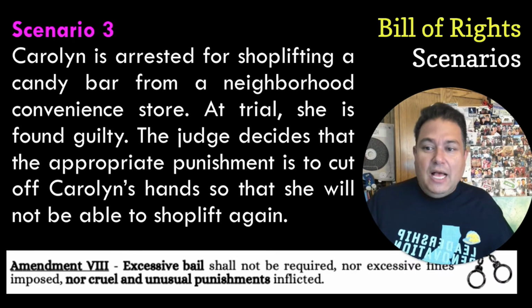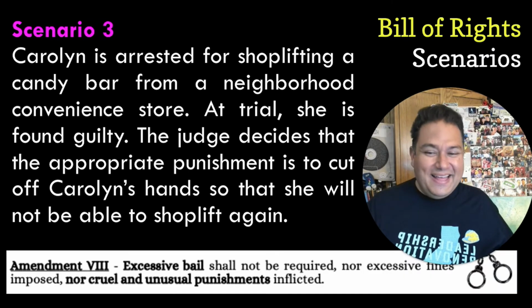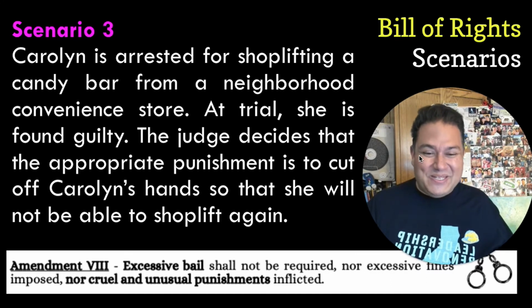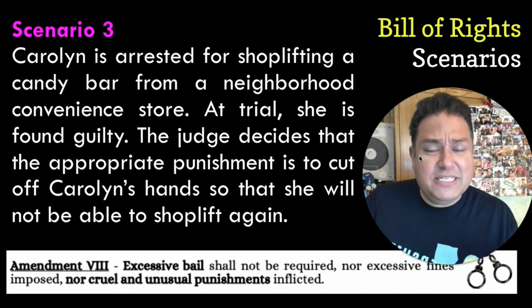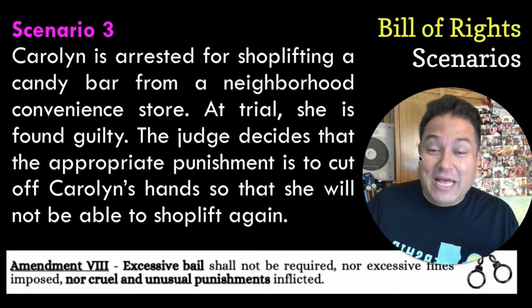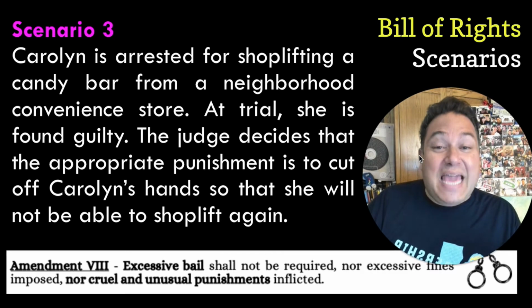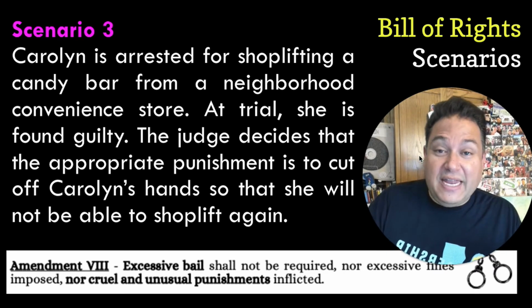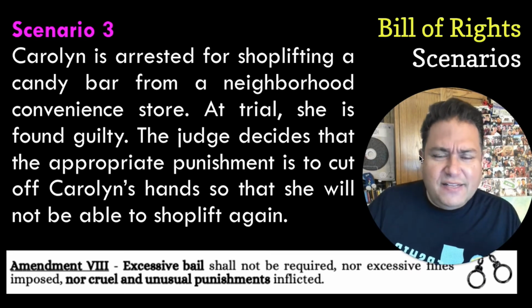Okay, scenario 3. Carolyn is arrested for shoplifting a candy bar from a neighborhood convenience store. At trial, she is found guilty. The judge decides that the appropriate punishment is to cut off Carolyn's hands so that she will not be able to shoplift again. I went ahead and threw the answer in there. The answer is the Eighth Amendment, which bars the government from inflicting any cruel or unusual punishment or giving any excessive bail that would not fit the crime, right?